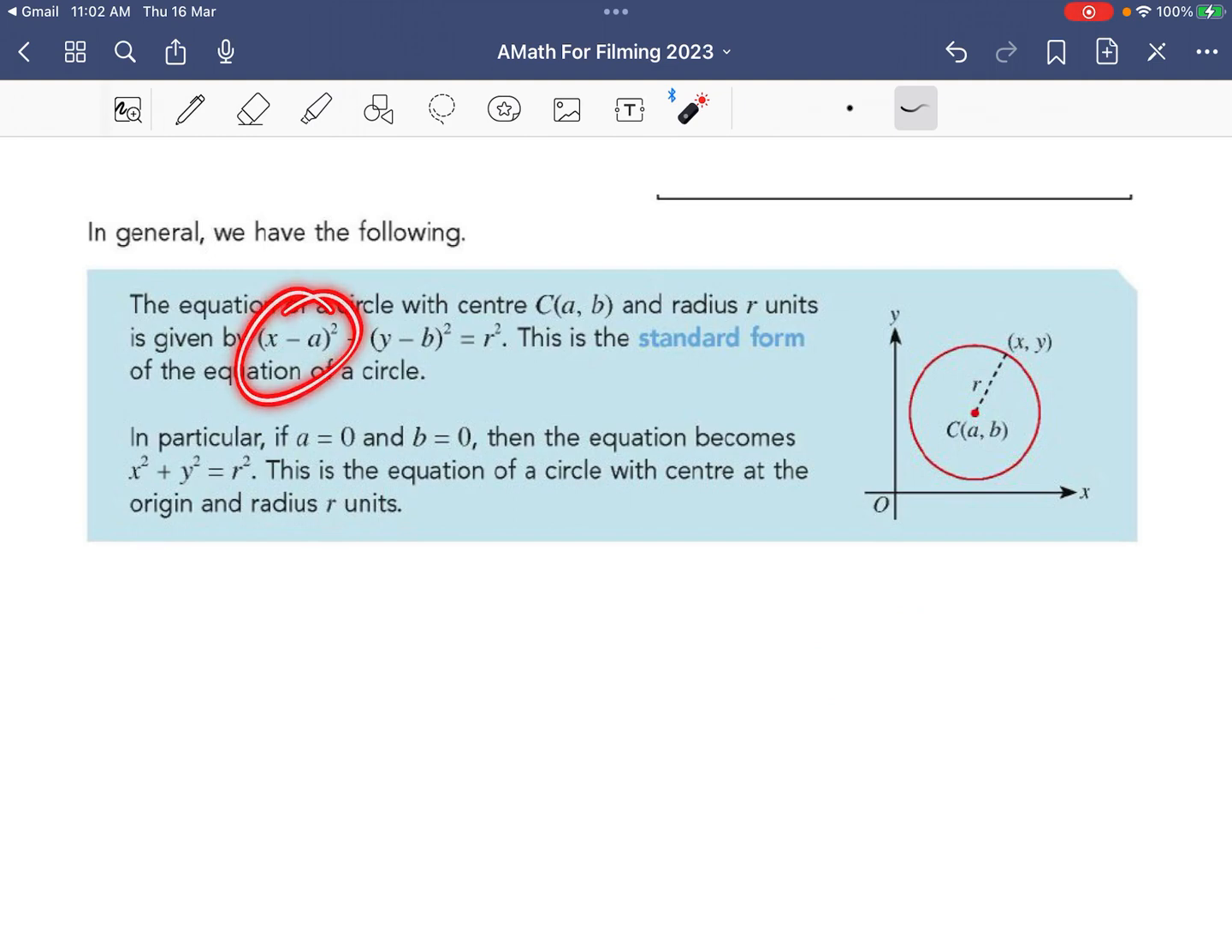It's (x minus a) squared plus (y minus b) squared equals r squared. This a and this b actually come from the center itself. This r is the radius of the circle, and this is known as the standard form of the equation of a circle. Do not be confused, this is nothing to do with the standard form that we have learned. This is basically the equation of a circle. Not to worry, I will go through how we can obtain the equation of a circle through 4 simple examples.